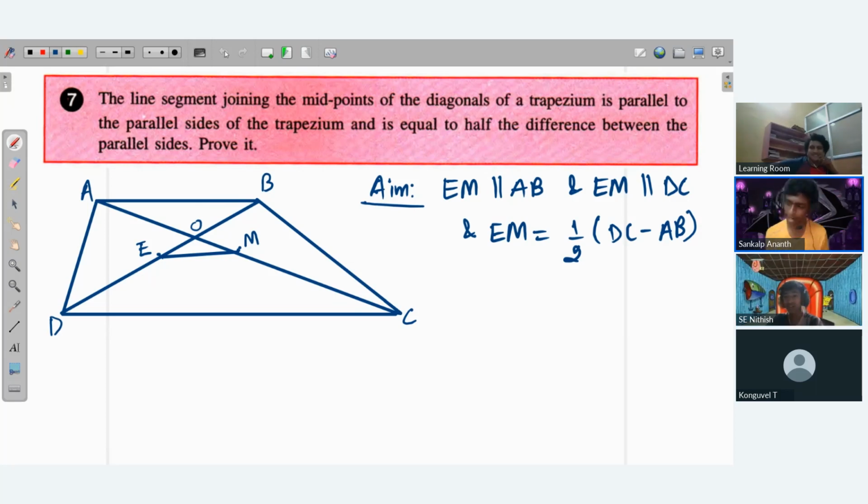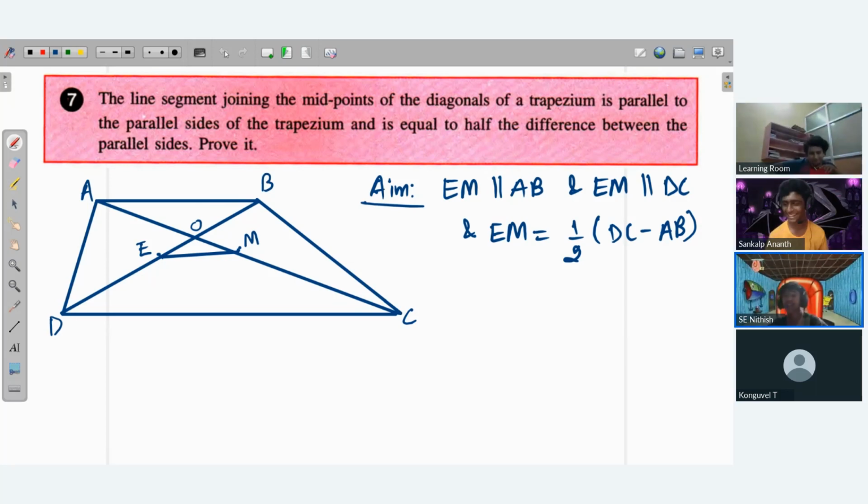Let's take triangle ADB and the midpoint of AD. It connects to the other end of DB, and that is the midpoint of DB. Let's take the next triangle, DOC. We know E is the midpoint, and we draw a parallel line to DC. Yes, and that parallel line is.